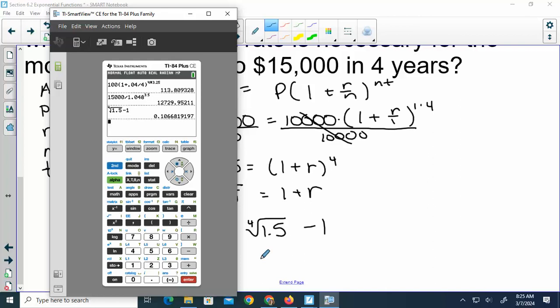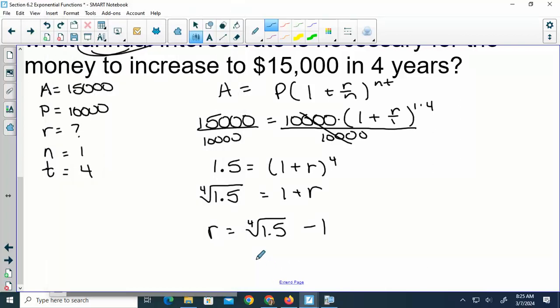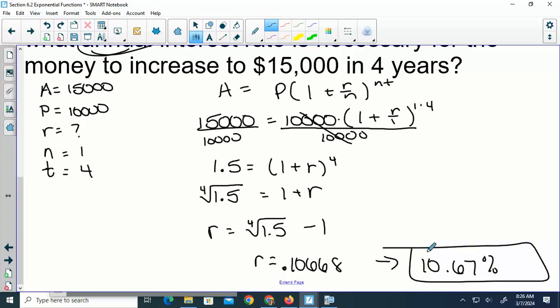So about 10.67%. So we would have to have a pretty high interest rate in order to make that happen. Is this okay so far?